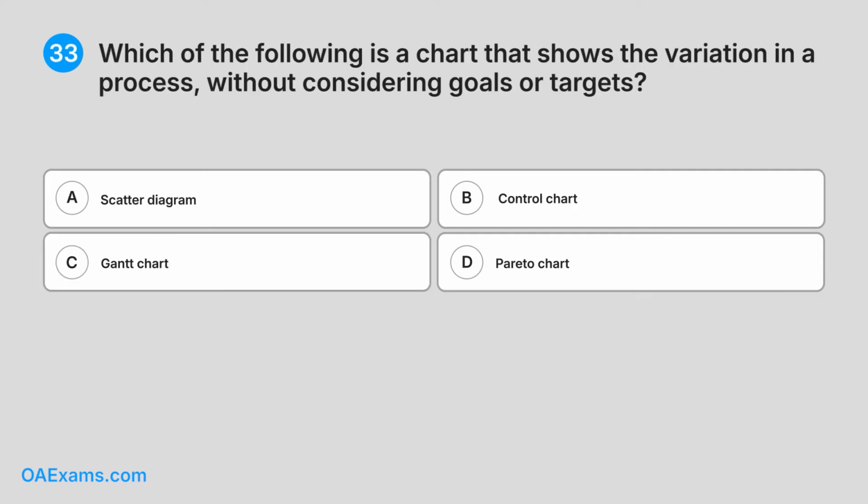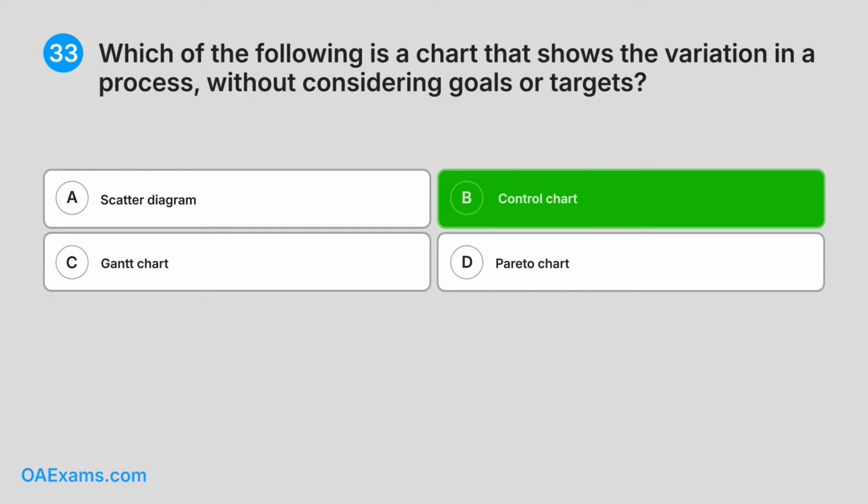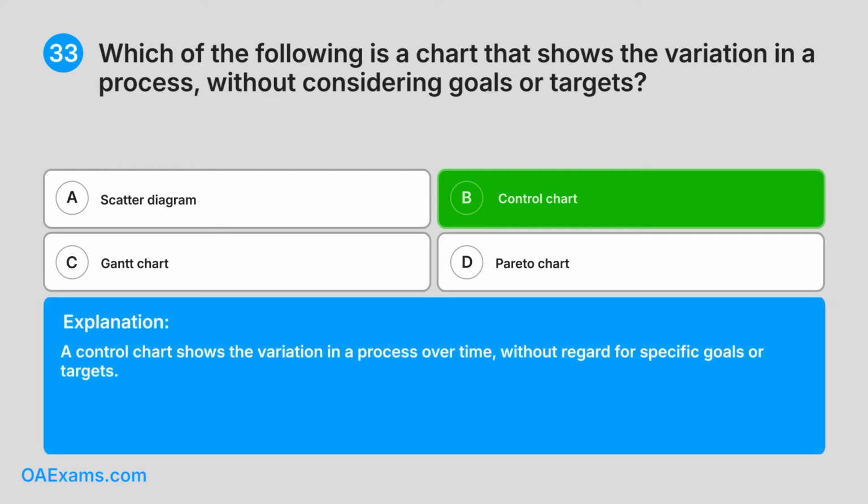33. Which of the following is a chart that shows the variation in a process without considering goals or targets? A. Scatter diagram. B. Control chart. C. Gantt chart. D. Pareto chart. Can you guess the answer? Correct. Answer B. Control chart. Explanation. A control chart shows the variation in a process over time without regard for specific goals or targets.